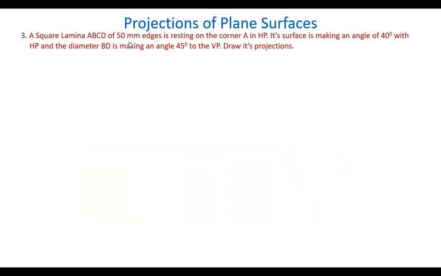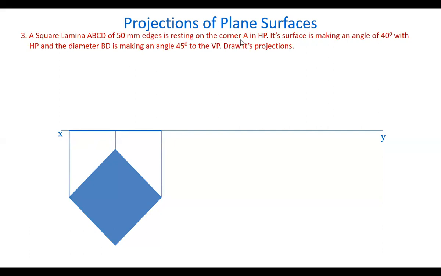ABCD, same ABCD, 50 mm edges, resting on the corner now. Earlier it was on the edge. It's resting on a corner. Its surface is making an angle of 40 degrees with the HP and the diagonal. Here some other reference is given. Let us see how to get it. Because we want the corner in HP, the corner is taken on either the left side or the right side. Of course, in this case, because of an even number of corners, we get corners on both the left side as well as the right side. Now this will be the first position.